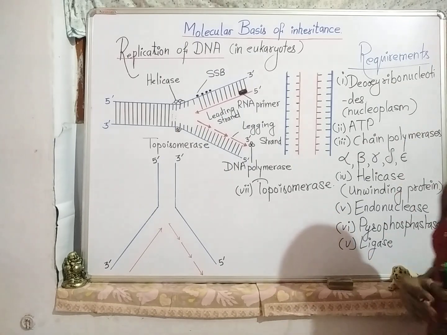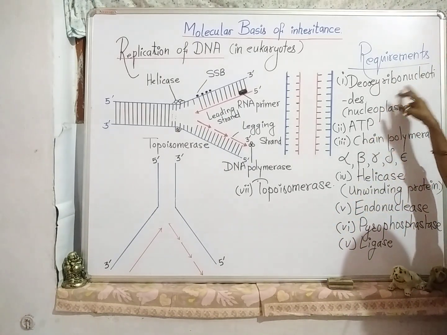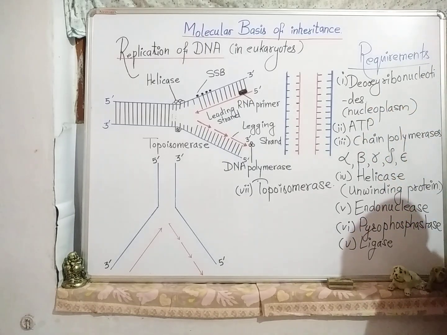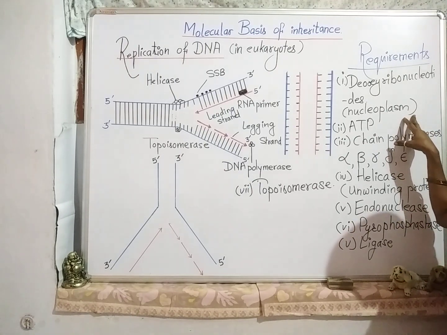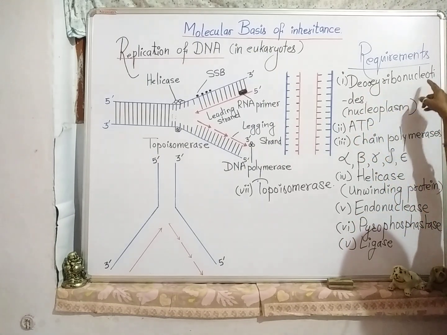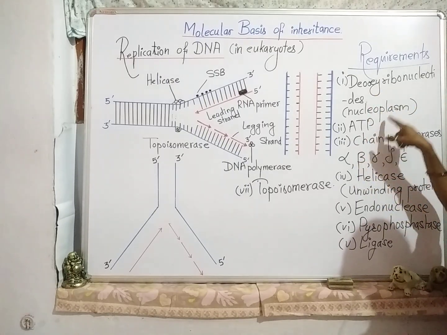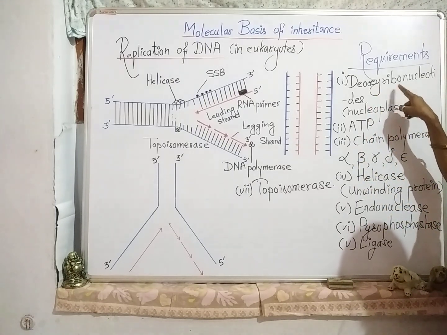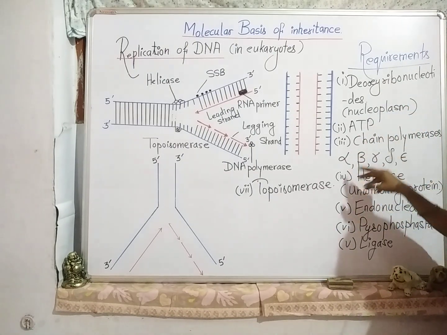The replication process requires some requirements. These are as follows. Deoxyribonucleotides, friends, are already present in the nucleoplasm of the nucleus. Nucleoplasm is the fluid of the nucleus. So inside the nucleoplasm, deoxyribonucleotides are present. Activation of the deoxyribonucleotides occurs with the help of ATP.